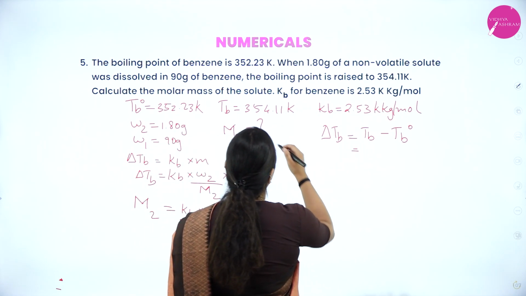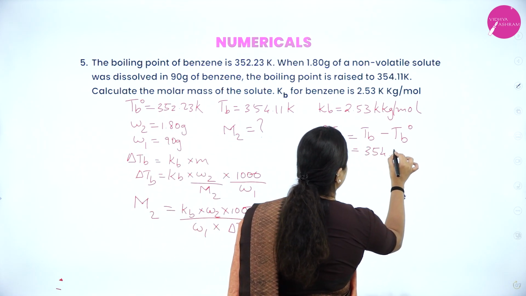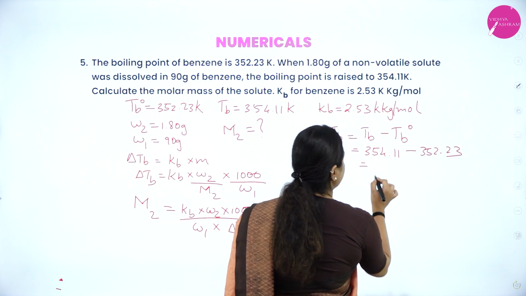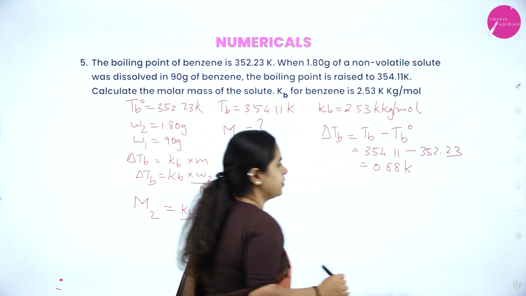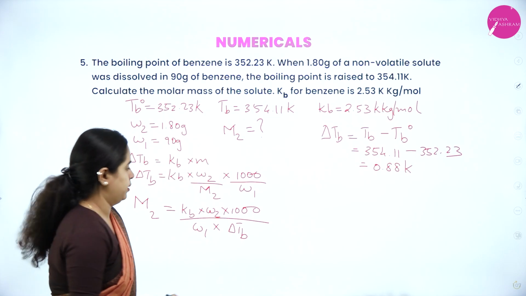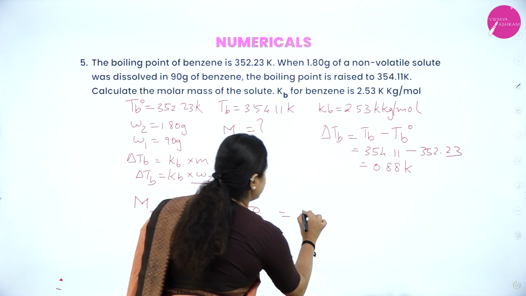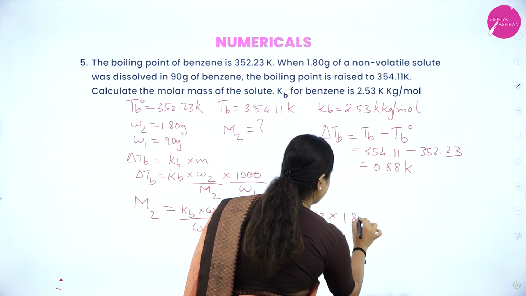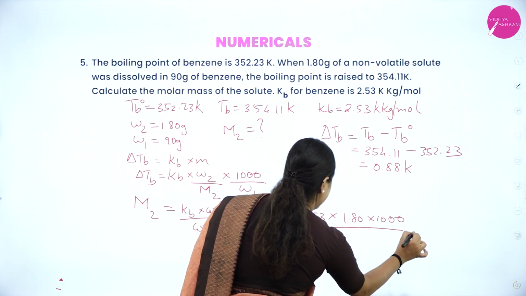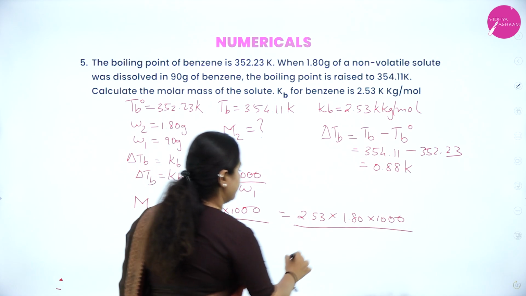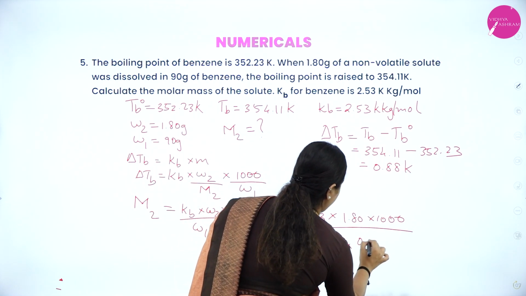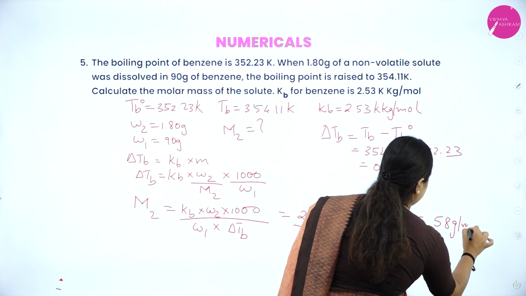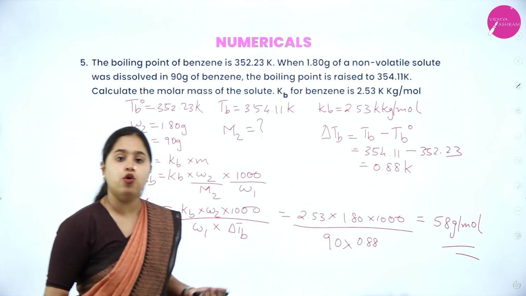So, Tb is equal to 354.11 and Tb naught is 352.23. You take the difference, it will be 0.88 Kelvin. So, that is delta Tb, that you can use here. So, the equation becomes, Kb is 2.53, into W2 is 1.80, into 1000, divided by W1, which is 90, into delta Tb value, 0.88. Once you do the calculation, you get the answer as 58 gram per mole. So, that will be your molar mass of the solute.